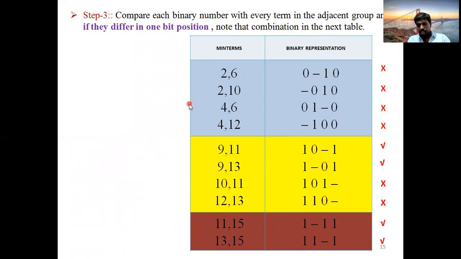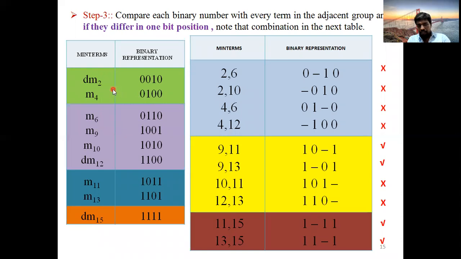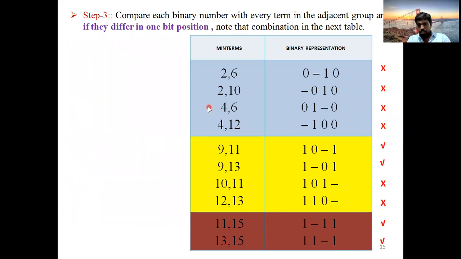Now, previously we had group number 1, group number 2, group number 3, group number 4. These 4 groups we have reduced into 3 groups. Now this is one group, this is one group, this is one group, right? Now the same process: all the terms present in the first group are compared with all the terms in the second group, and all the terms in the second group are compared with all the terms in the third group.